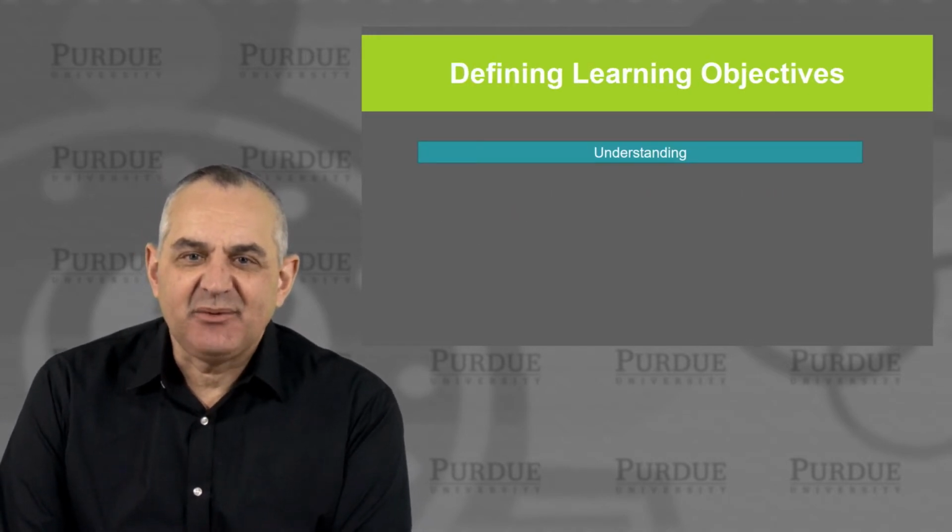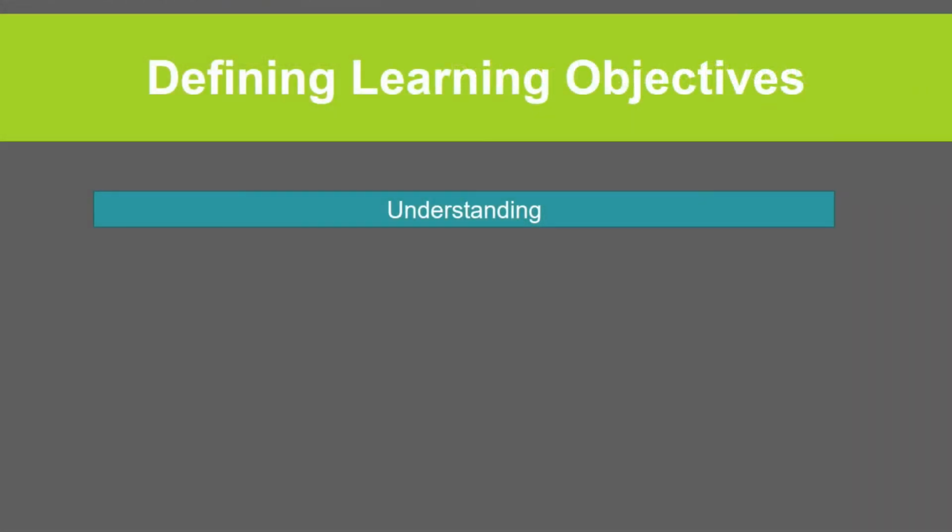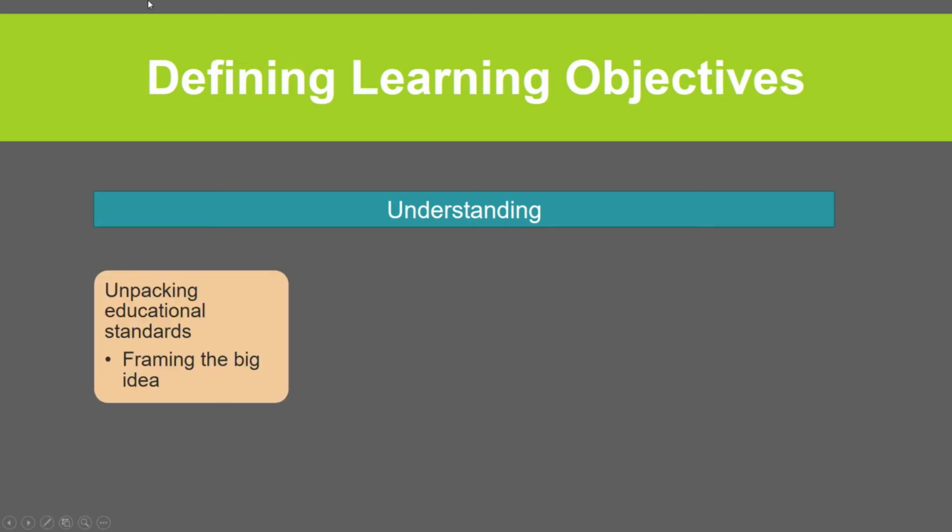So let's begin by starting with defining learning objectives. Overall, you'll see that we begin by helping to identify what students would need to know to demonstrate understanding for the content that you're going to teach and help the students to apply. We'll define learning objectives by unpacking the educational standards and showing how the learning objectives, which are going to be fairly specific, actually fit within a big idea.